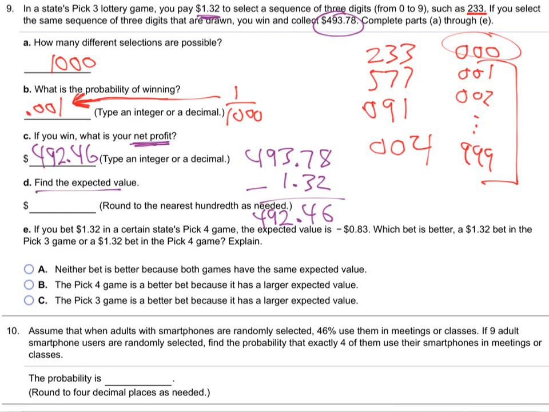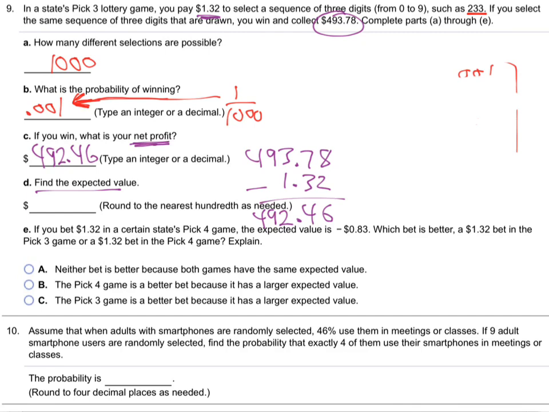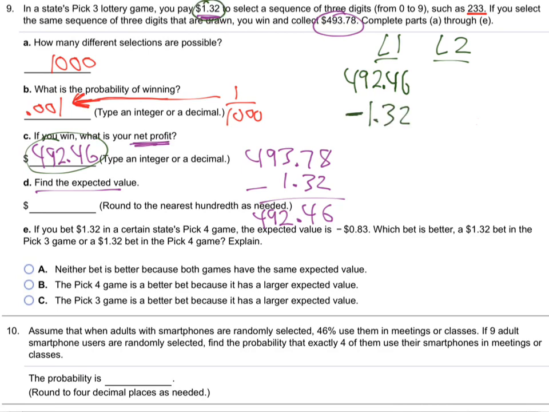Find the expected value. So there very likely could be an expected value question on the exam. It's on some of the versions for sure. How do you do expected value? Well, what you do is you do what we just did with the L1, L2, and you just put the different monies. What you could make: 492.46, right? Or what else could happen? You're either going to win 492.46, or you're going to lose, and if you lose, how much money do you lose? $1.32. So that's a negative because it's a loss. And this one's a positive because it's a win.